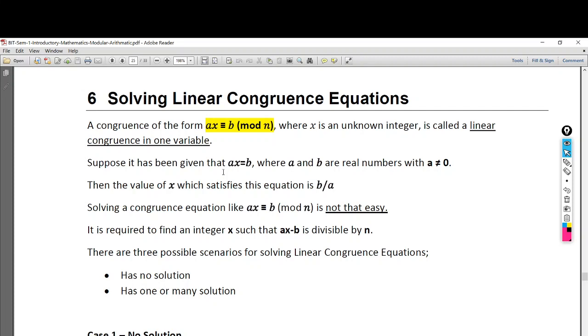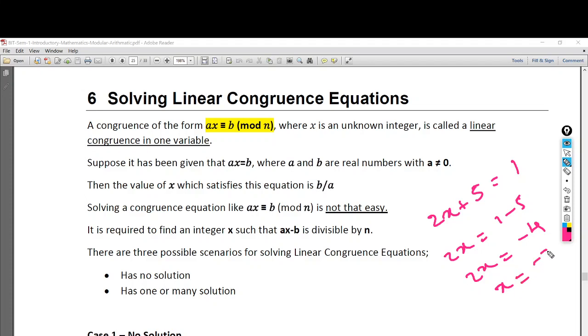Just like when you are given something like 2x plus 5 equal 1, you know how to find x. You know that 2x equals 1 minus 5, that is 2x equals minus 4. I can divide by 2, then x equals minus 2. So likewise, if you are given something like this, 2x equal 5 mod 3, now can you find x? So that kind of thing.